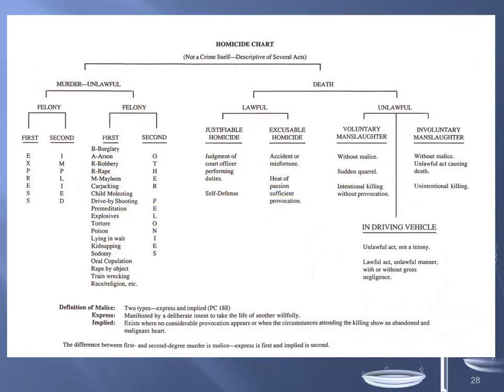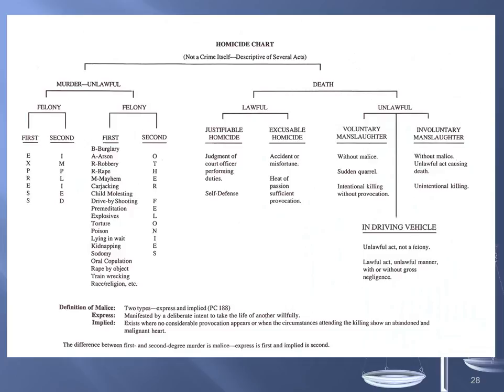Okay, so to help you understand these chapters, all of these things, justifiable homicide and murder and excusable and manslaughter, voluntary, involuntary, vehicular, I put together a chart for you. This chart will help you, because if you look on the left side, it talks about murder, unlawful, and felony. It says first degree, second degree, and then on the right side, it's got the first degree and second degree.